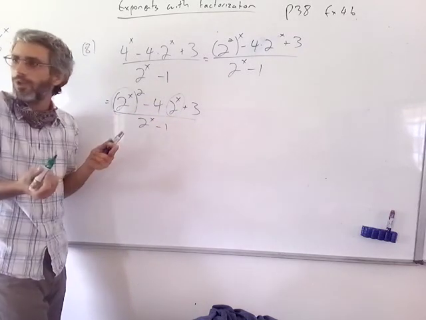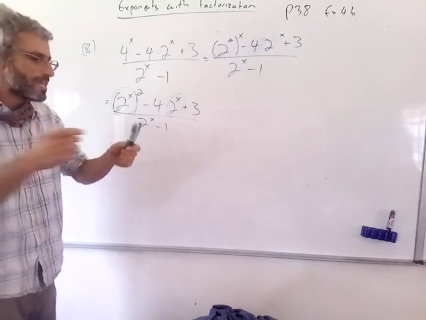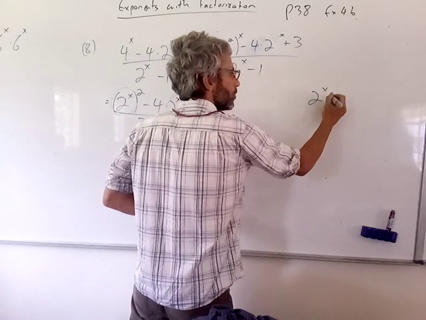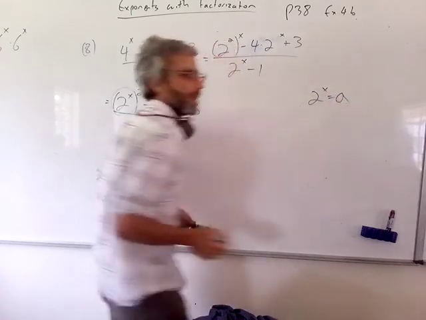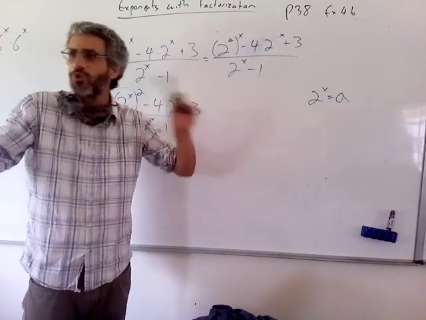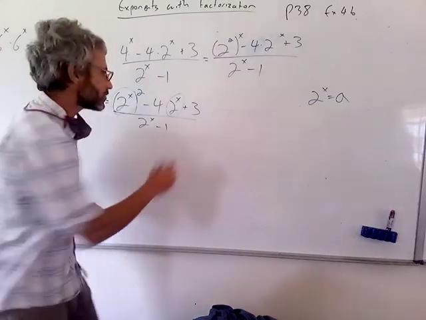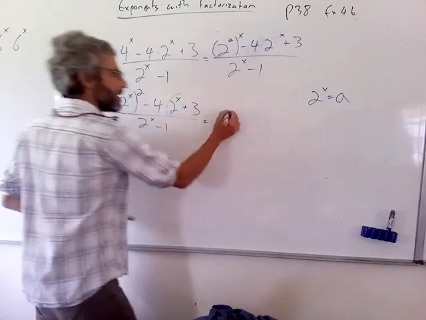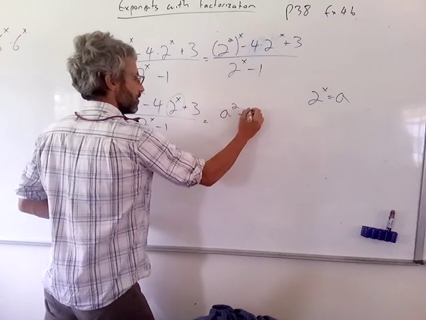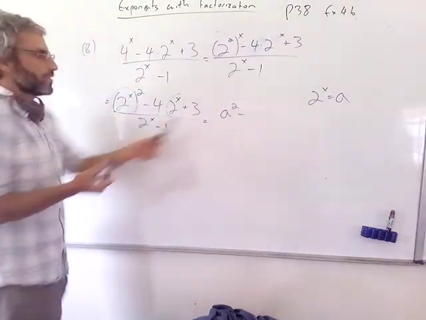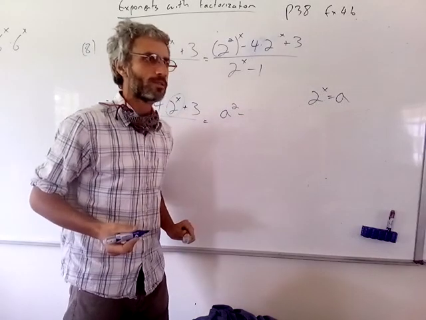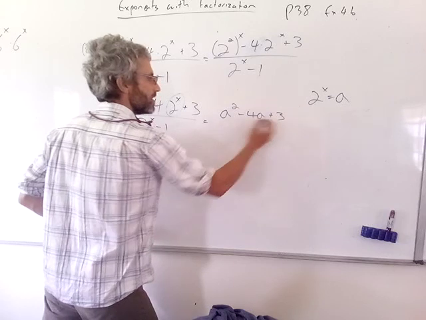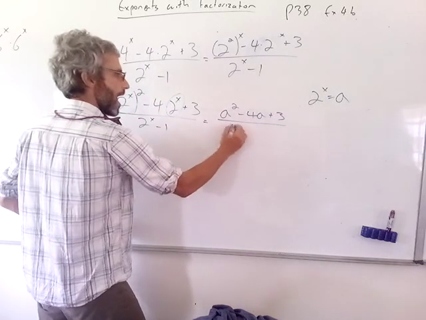To make things a little easier, let's agree that for now we'll call 2 to the power x, a. We don't want to call it circles or triangles. Let's rewrite this with the a. The whole 2 power x is a, with no separate x. So it's a squared minus 4a plus 3, divided by a minus 1.